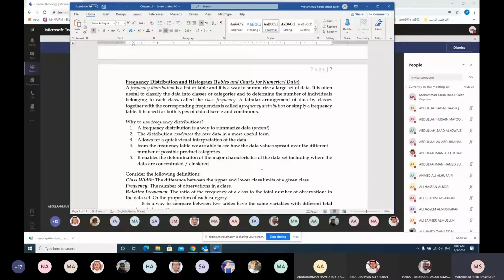All the graphs for numerical data are based on a table. The name of that table is the frequency distribution. The frequency distribution is a list or table, and it's a way to summarize a large number of data sets. It's useful to classify the data into classes or categories and determine the number of individuals in each class, how many values we have in each class. To build this table, we should know something about this frequency distribution.